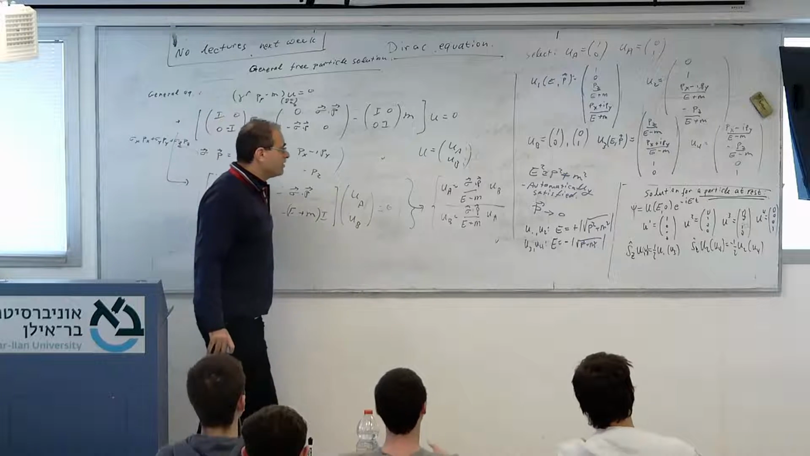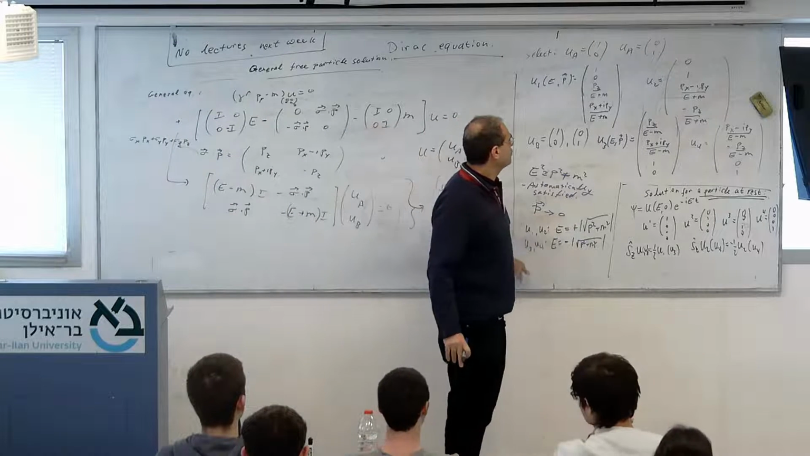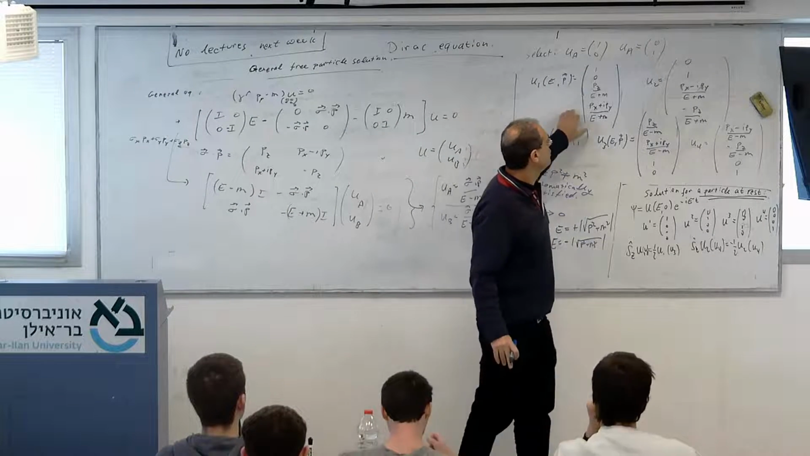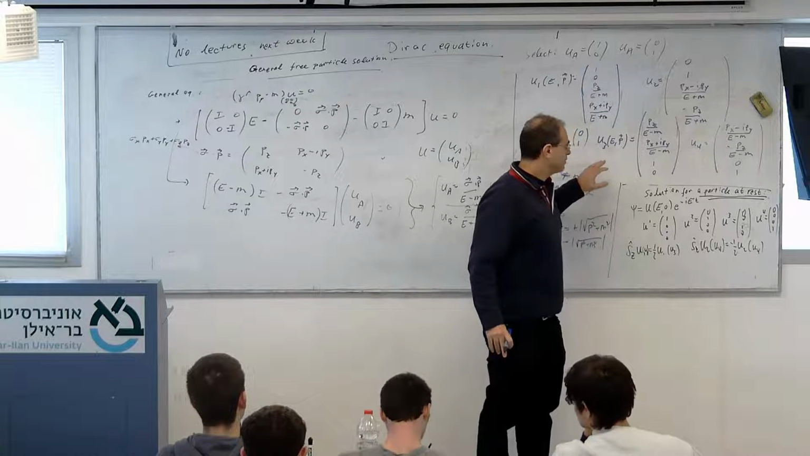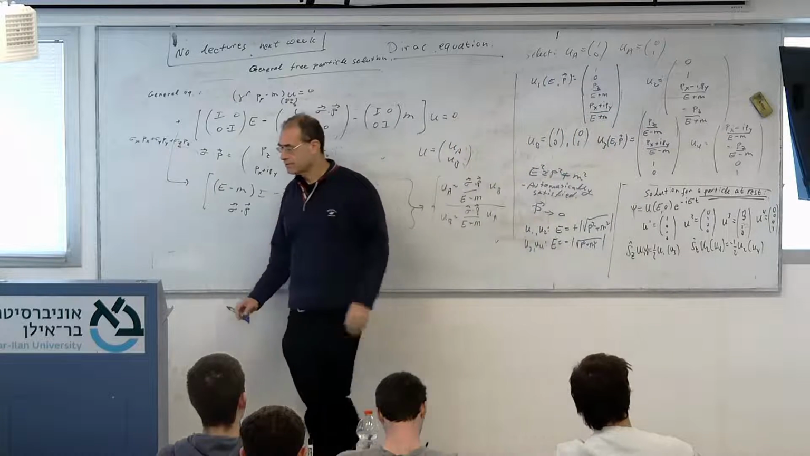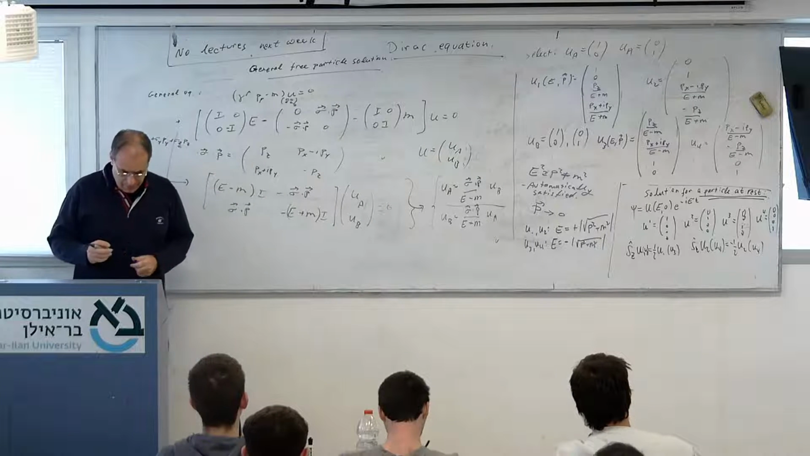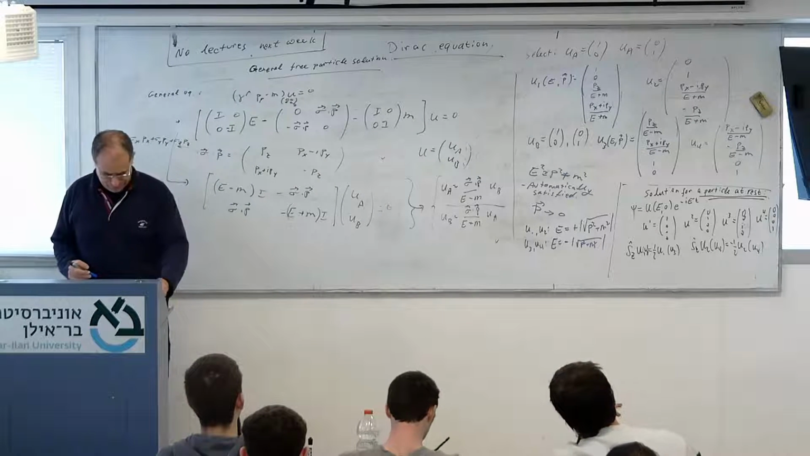So we did not get rid of the negative energy. There are 4 solutions. 2 of them have positive energy, u1 and u2. We have 2 solutions with negative energy. Okay.